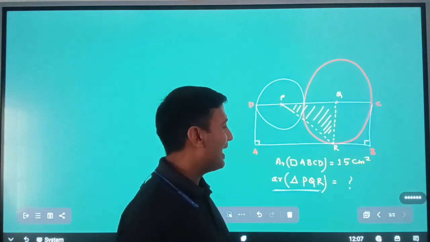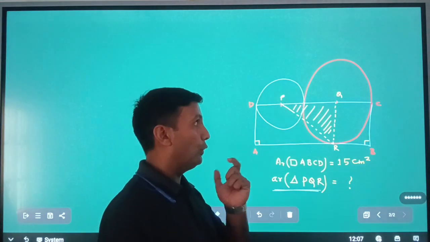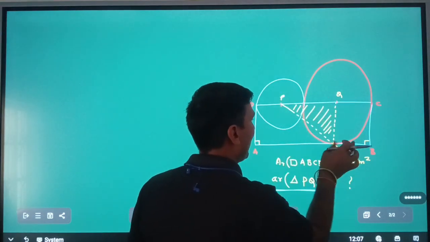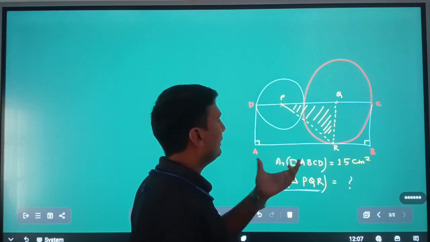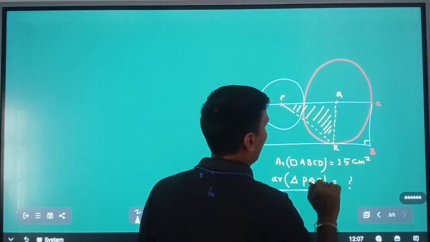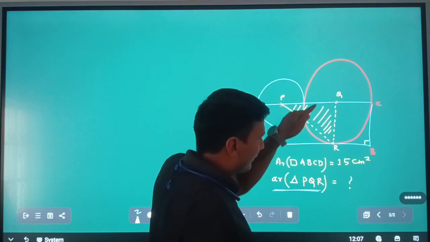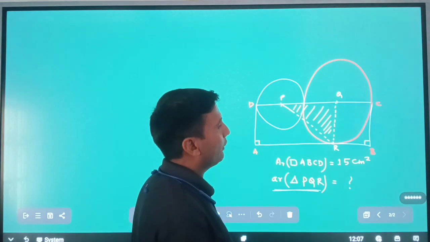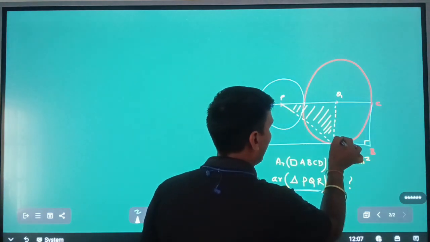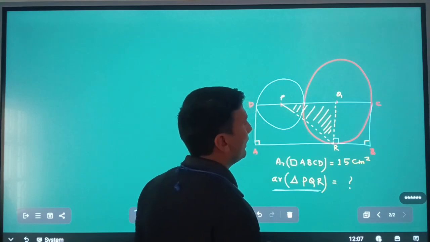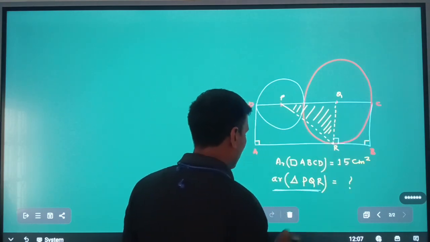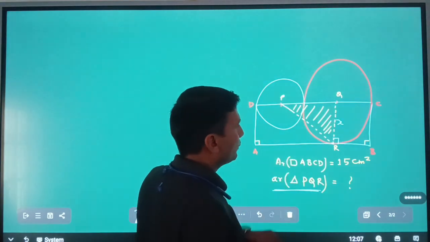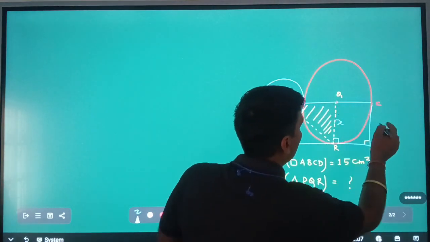What is triangle PQR? First of all, you have to look at it. As we know, the circle is touched by one of the sides of the rectangle, that is AB, and Q is the center, and as we know by geometry, the radius is always perpendicular to the tangent. So QR is perpendicular to this. And let this be X, the radius of the bigger circle. So if this is X, similarly this is also going to be X.